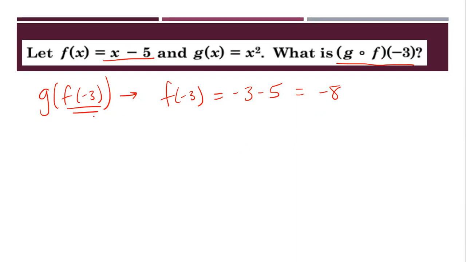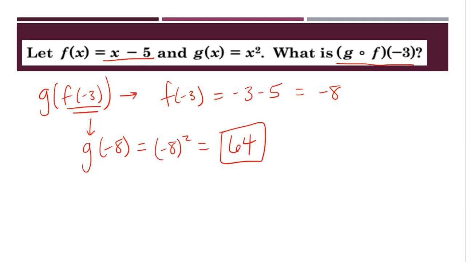So now I'm going to take -8 and substitute that in, right? So now we have g of -8. What is g? X squared. So we have -8 squared, which equals 64 is our final output. Inside to out. Inside to out.